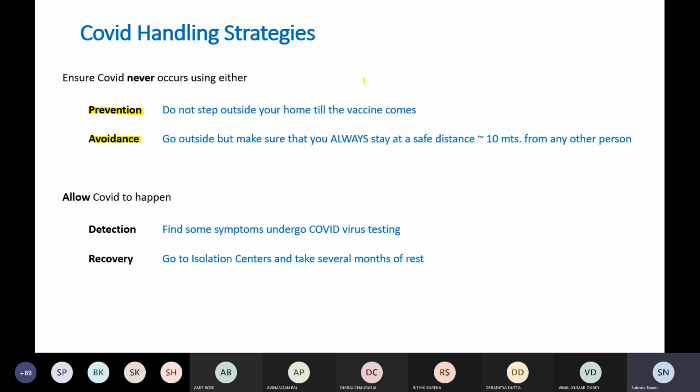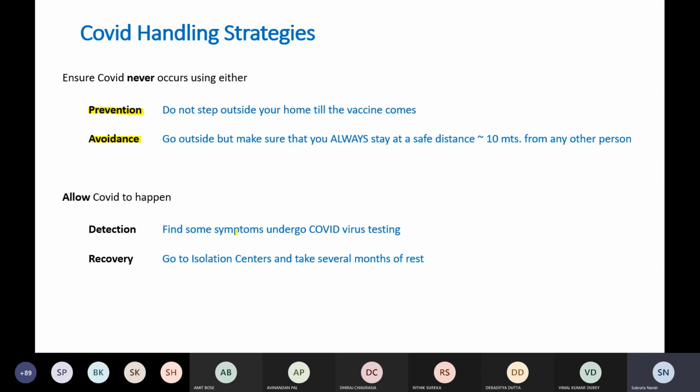So if prevention is followed, then no work will be done. I mean, you cannot do anything. Even if you target avoidance, you step outside, but probably you will end up doing nothing, because there are so many people around and you can only work at midnight. And the last option is to allow COVID to happen. So you don't wear masks, you go into the crowd, expecting that these days the infections, in many cases people say, are not that bad, you have grown up with the immunity.